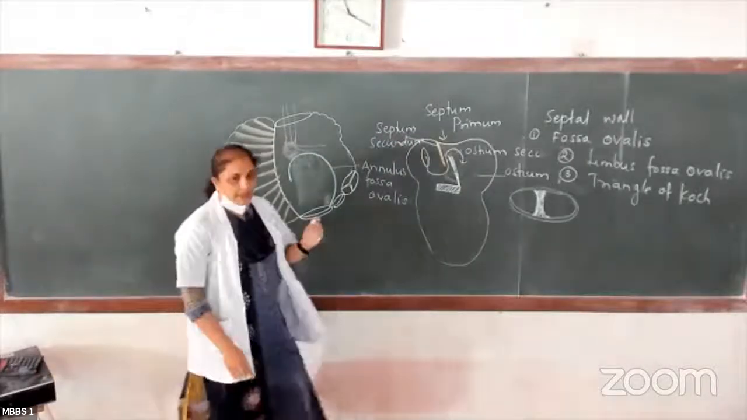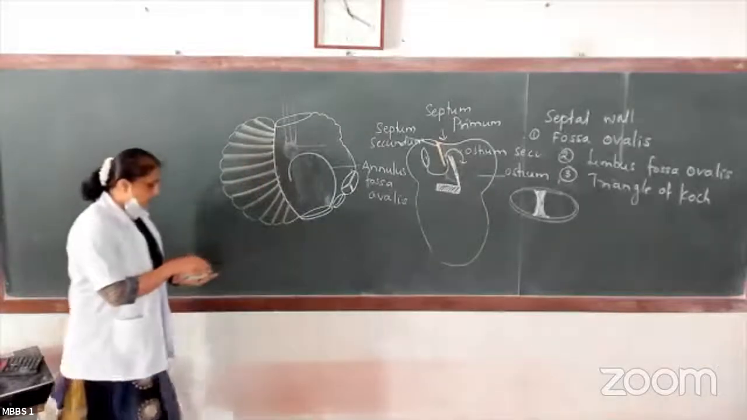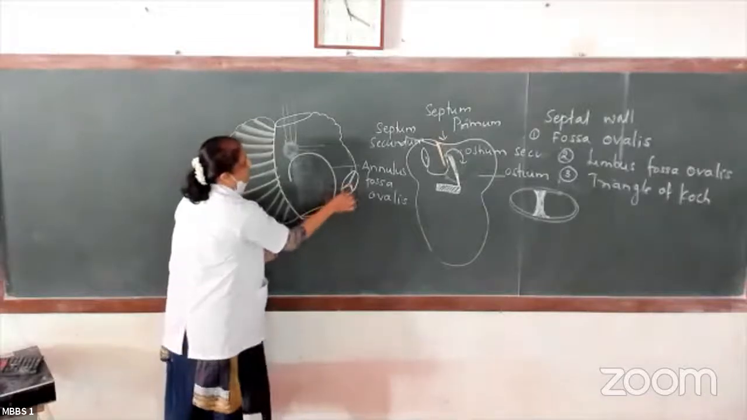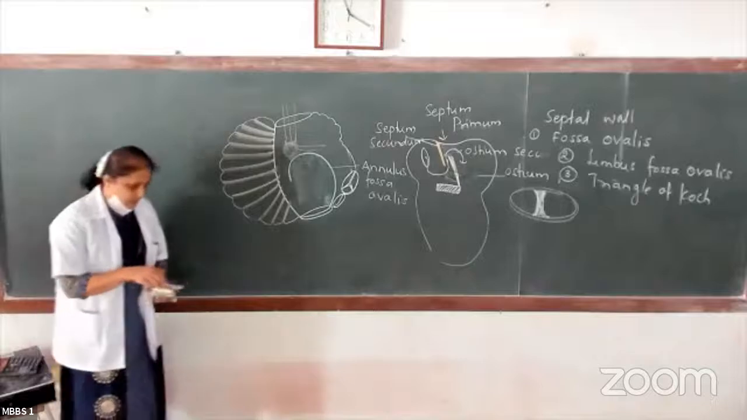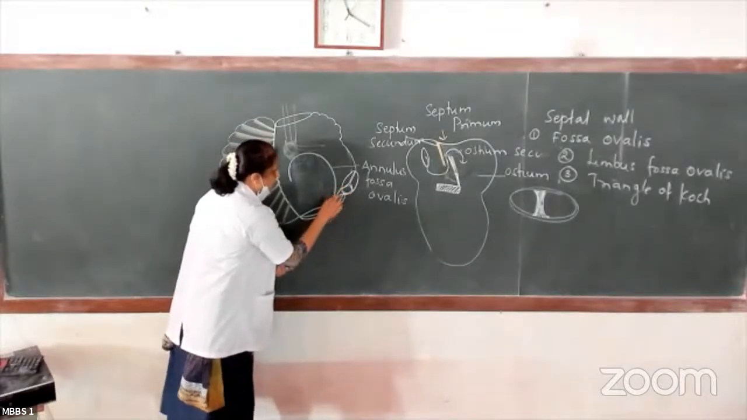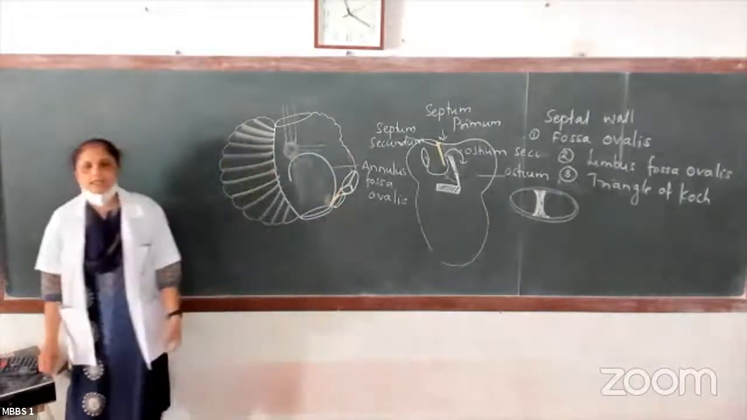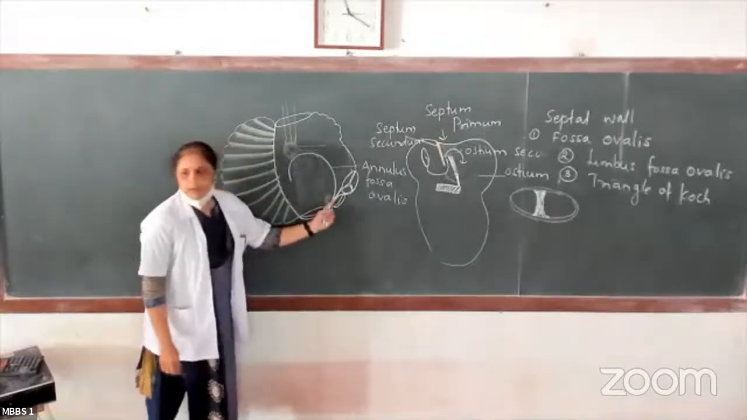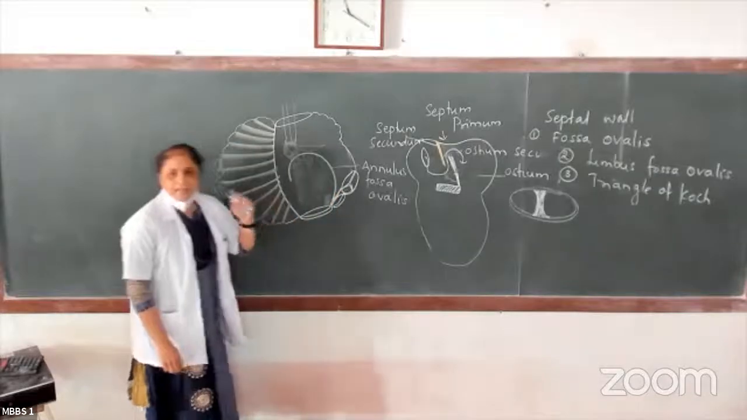Triangle of Koch is a triangular area where one base of the triangle is formed by the septal leaflet of the tricuspid orifice. Then there is one tendon which is extending from the septal leaflet to the inferior vena cava margin. That tendon is forming one part of the fibrous skeleton of the heart.